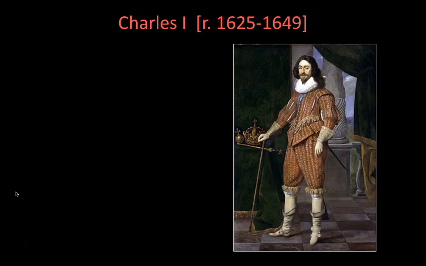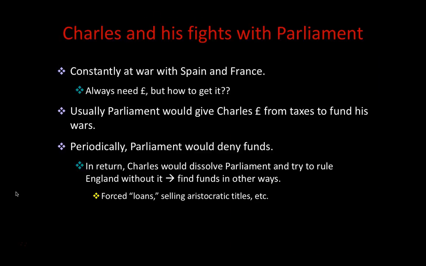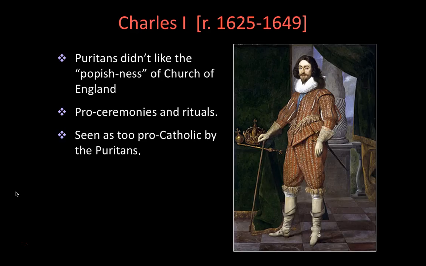James died in 1625, so Charles took the throne as King Charles I. During Charles's reign, religious dissension came from a group of people called the Puritans, who were from a branch of Calvinism. They were hostile to the Anglican Church, or the Church of England, because they thought that they were too much like the Catholic Church.